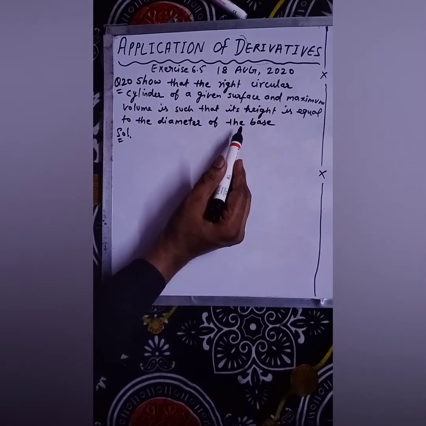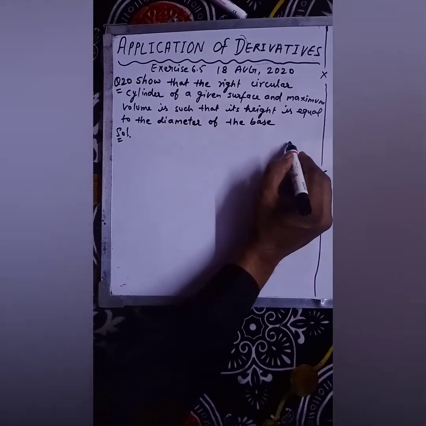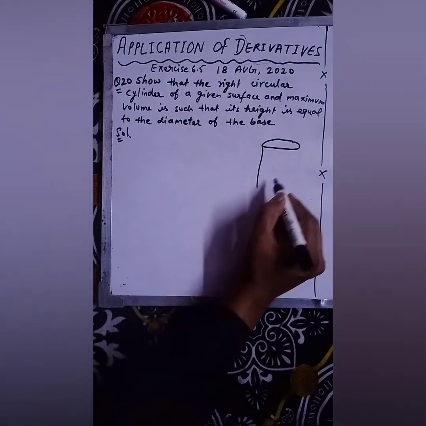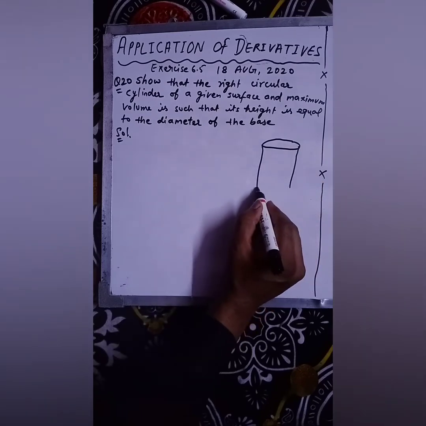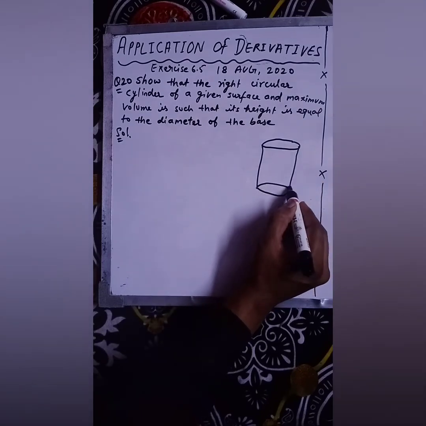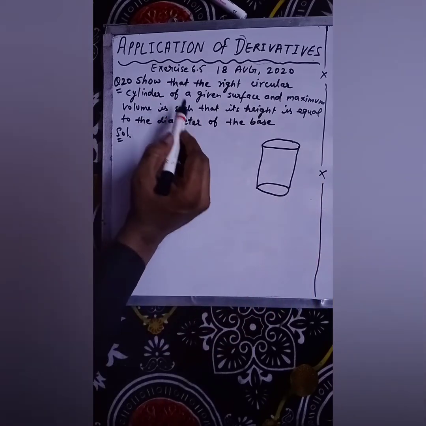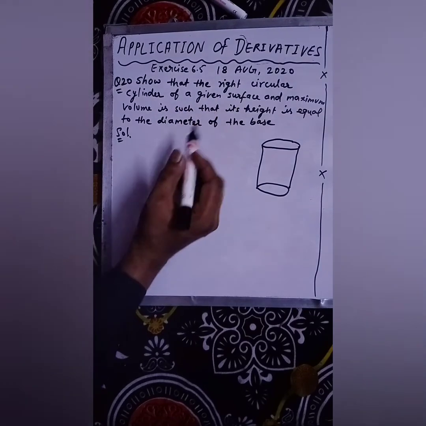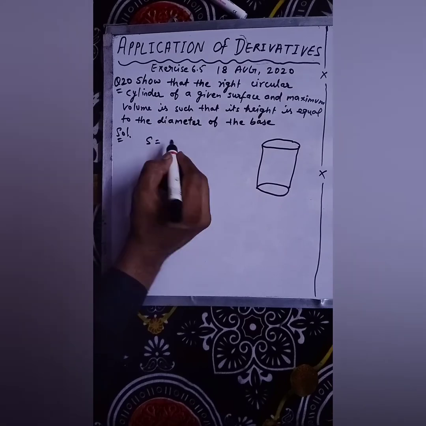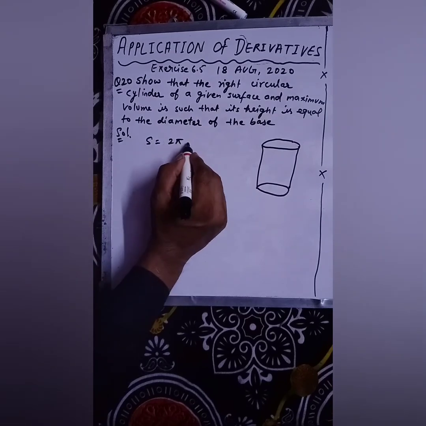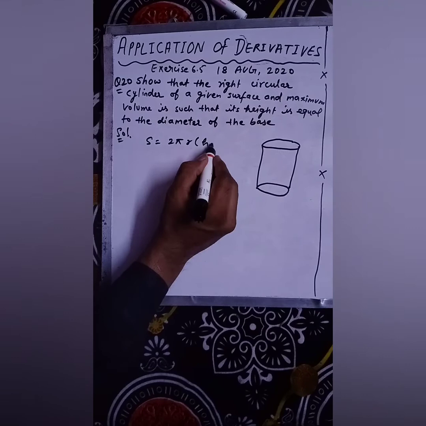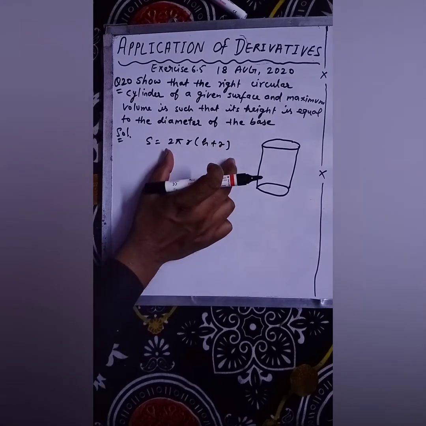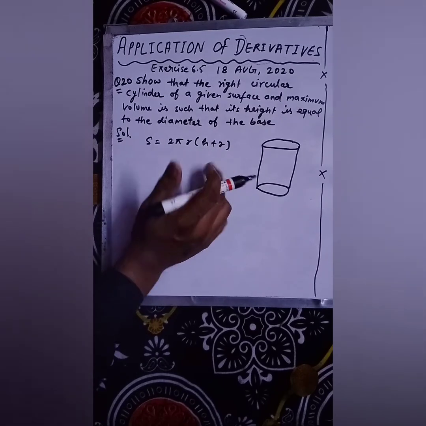So first of all, we have to draw a right circular cylinder. So this is a right circular cylinder. Here, what is given to us? Surface area. So the total surface area of the cylinder is 2 pi r (h plus r). This is the formula to find the total surface area of a cylinder.